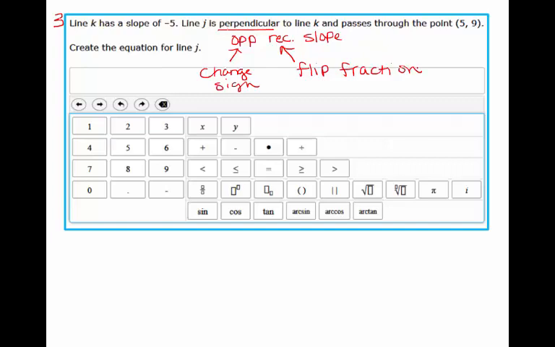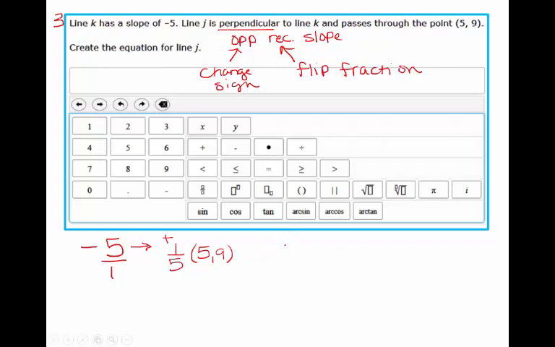Alright, so if we have a slope of -5, let's write that out. If we want the opposite, we change our sign, then we're going to have a positive number. If you want to flip your fraction, if you have a fraction, that's easy. You just flip it. If you don't have a fraction, though, like -5 is a whole number, then you put it over top of 1. So your new slope is going to be 1/5, and we want it to go through the point (5, 9).